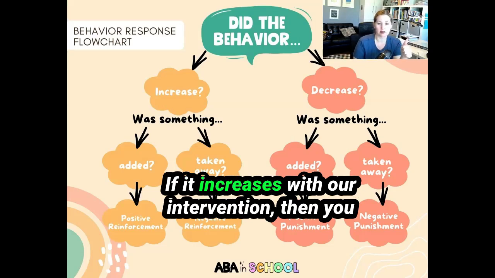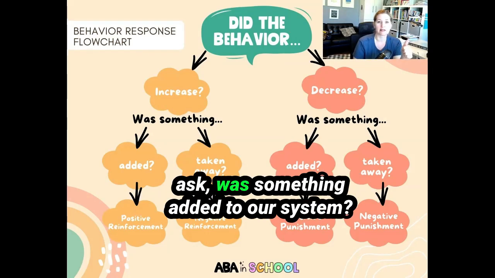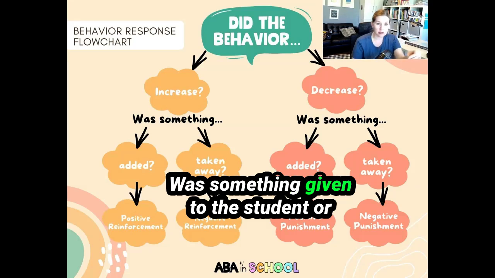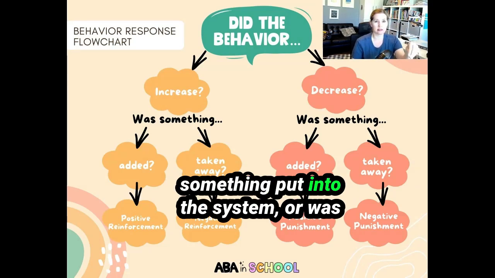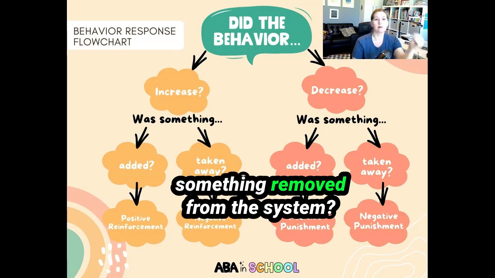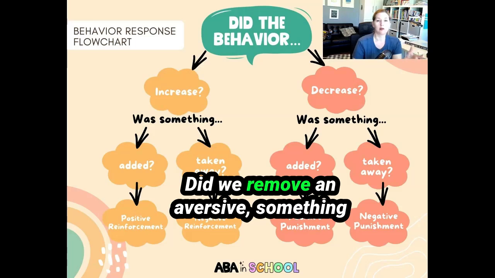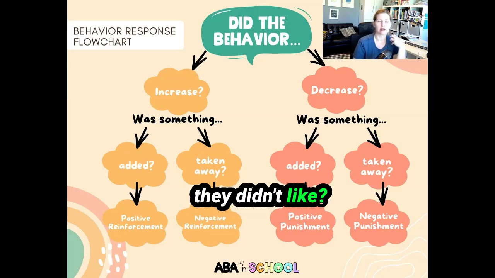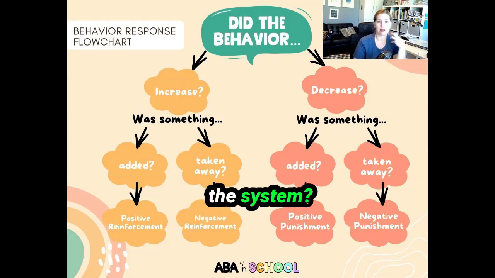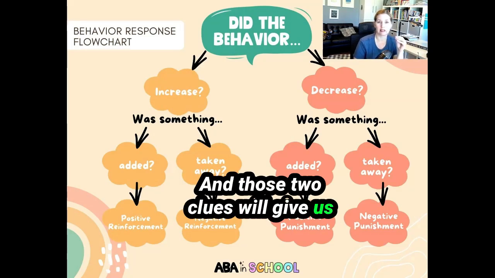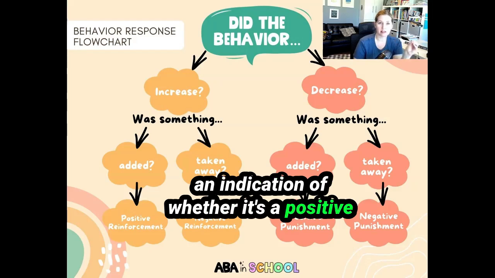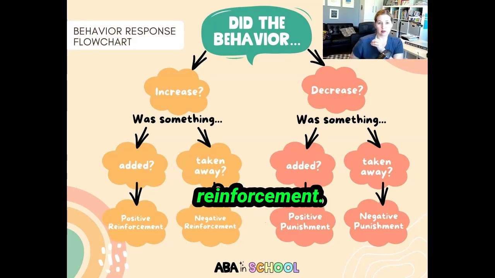If it increases with our intervention, then you ask, was something added to our system? Was something given to the student or something put into the system? Or was something removed from the system? Did we remove an aversive, something they didn't like? Did we remove something from the system? Those two clues will give us an indication of whether it's a positive reinforcement or a negative reinforcement.